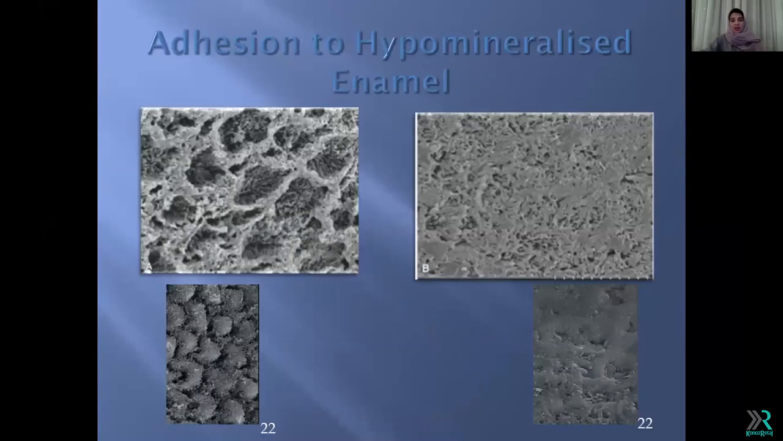We can see on the left side the normal and sound enamel that shows the rod and interrod enamel. On the right side, we can see the hypomineralized enamel that has a disfigured enamel structure in the form of rod and interrod enamel.